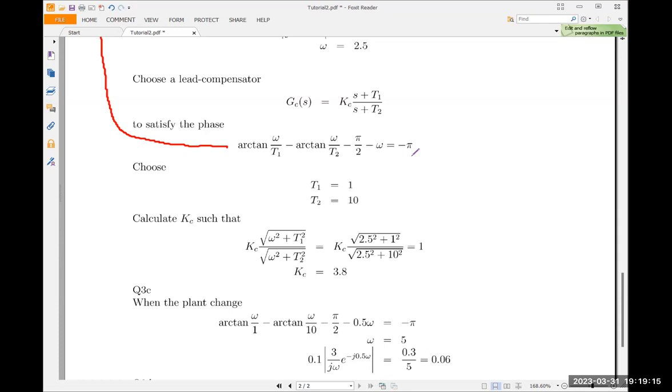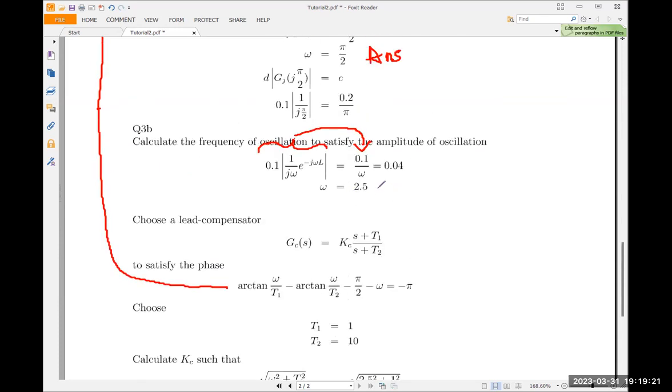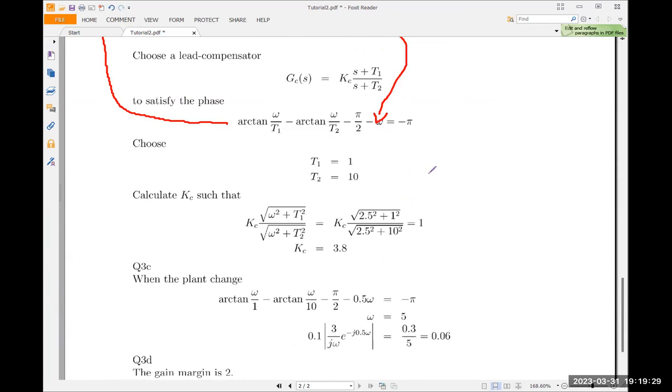Don't forget omega is what? 2.5, is it? Yeah. I think it's 2.5. Yep, 2.5. This is this one. And then choose K such that the gain of GF, which is written like that, equals 1. So you just find for it, K is 3.8. All right. Then after that, 3C.